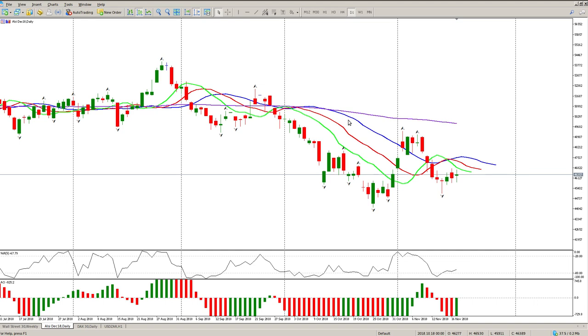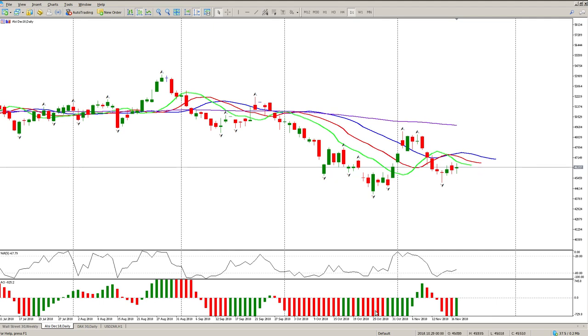The other two elements: one you're familiar with, which is the Williams percentage R with a setting of 9, and the other is the awesome oscillator, which is down the bottom here.